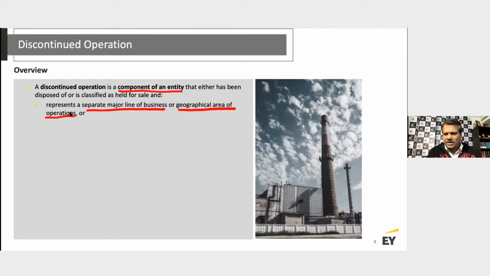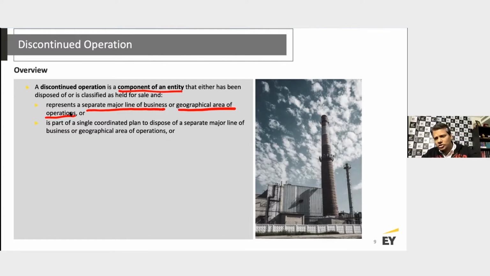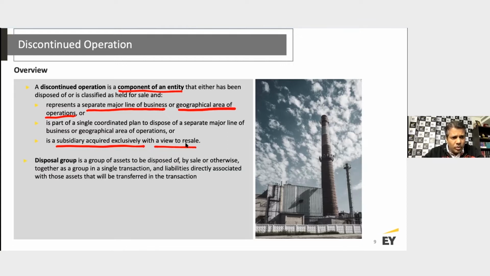Okay, you decided to sell something. Good luck to you. Go and sell, but don't call it a discontinued operation. For you to call it a discontinued operation, it has to be a disposal group which is held for sale and which represents a separate major line of business or geographical area of operations, or is part of a single coordinated plan to dispose of a separate major line of business or geographical area of operations, or a subsidiary which is acquired exclusively with a view to resell.